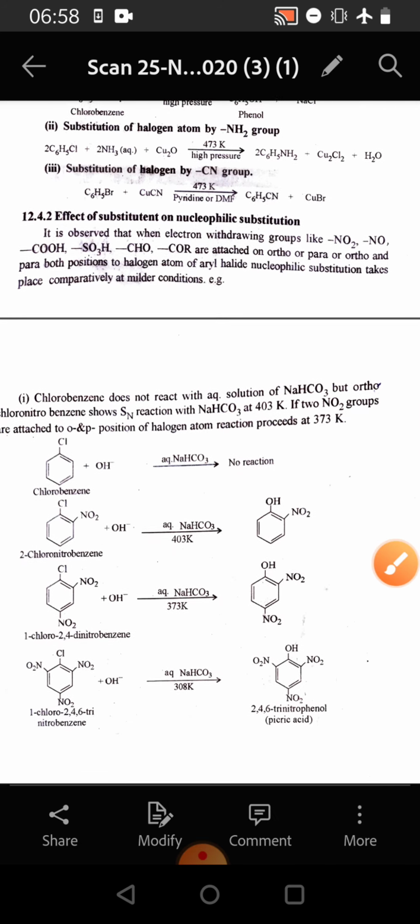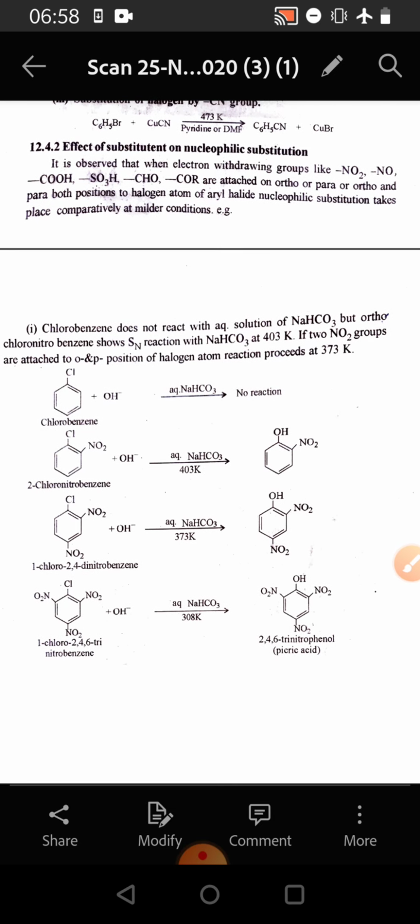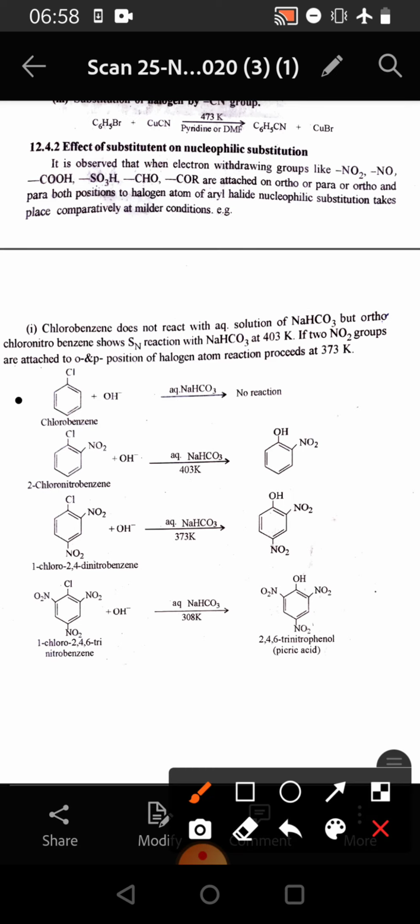Now we come to the effect of substituents on nucleophilic substitution. It is observed that when electron withdrawing groups like NO2, NO, COOH, SO3H, CHO, COR are attached at the ortho or para, or both ortho and para positions to the halogen atom of aryl halides, nucleophilic substitution takes place under comparatively milder conditions. For example, chlorobenzene reacts with aqueous alkali in the presence of aqueous NaHCO3 and no reaction takes place.